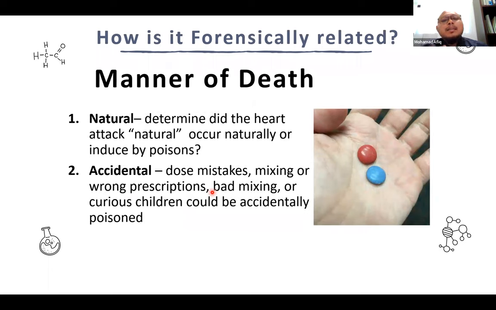Right, so in the manner of death, if the death is natural, we would like to know if the death is natural or actually induced by something else. For example, our topic today is poison. If it's not natural and you detect poison inside his blood, you need to know whether it is accidental or not. If it's accidental, is it a dose mistake? For example, the doctor made a mistake about the dosage of the drugs, or gave a wrong prescription, or bad mixing, where inside the drugs there are other chemicals. Then curious children might think it is chocolate and accidentally eat it. So that is what is meant by accidental.